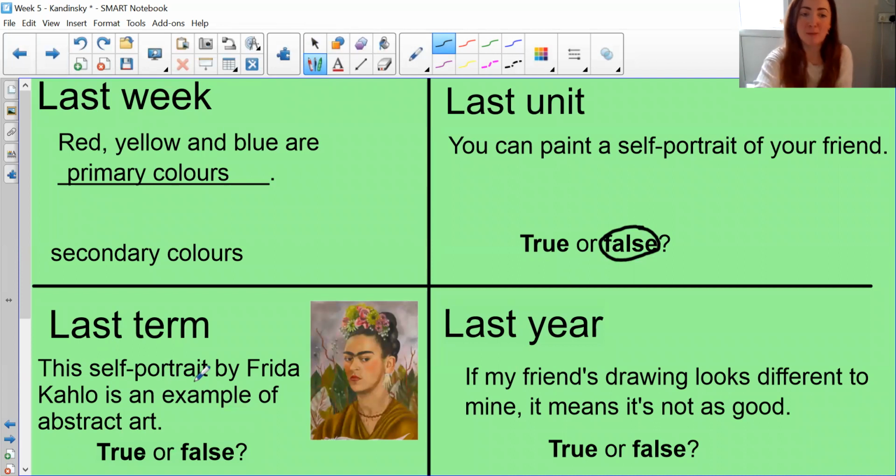And this self-portrait by Frida Kahlo is an example of abstract art. True or false? It's false. It is not abstract, it's realistic. And then finally, if my friend's drawing looks different to mine, it means it's not as good. False again. The great thing about art is that it's an expression of ourselves. We can express ourselves in any way, and it means that everybody's art looks different. And that's what's so great about it.